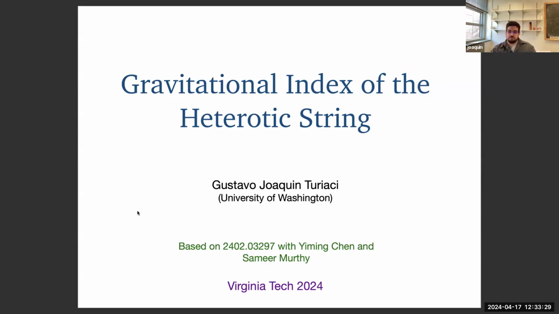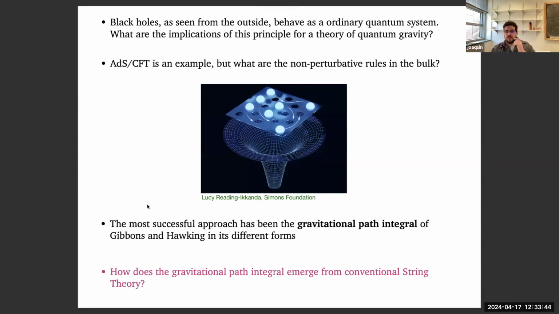I will be talking about some recent work with Yimin Chen, who is a postdoc at Stanford, and Samir Murthy. I will begin with some general motivations of why we wanted to study this system.